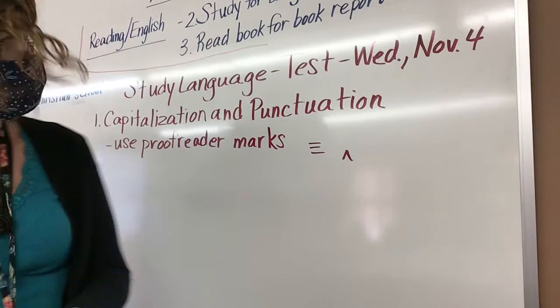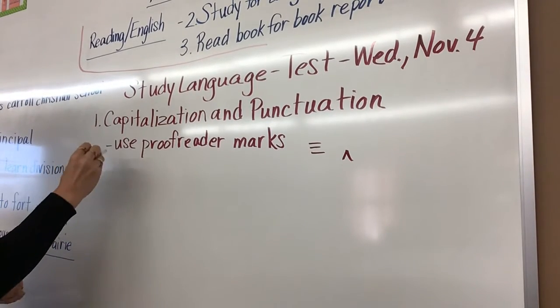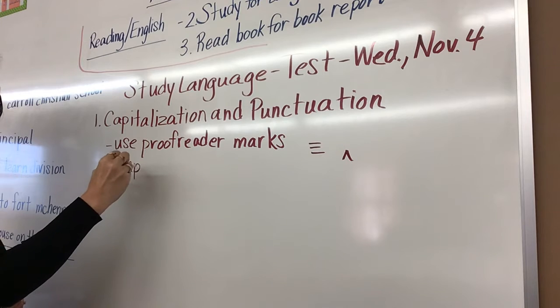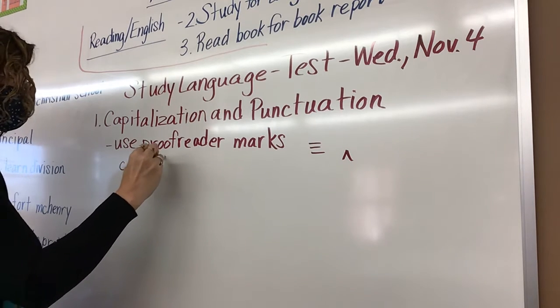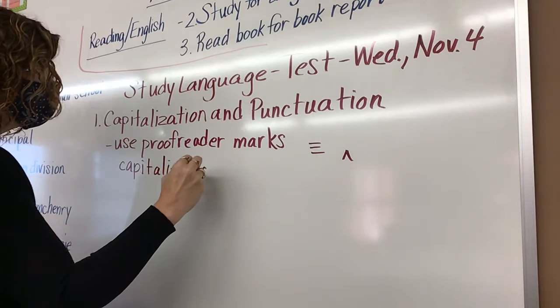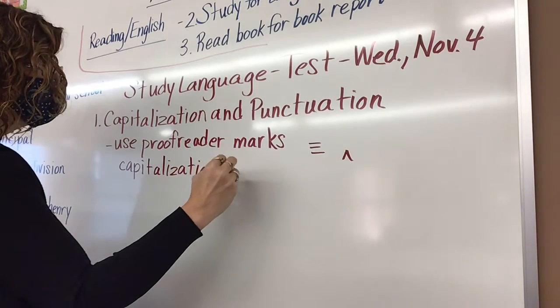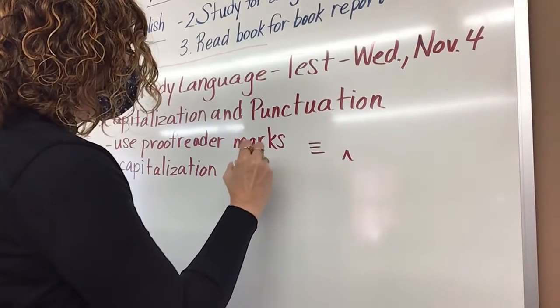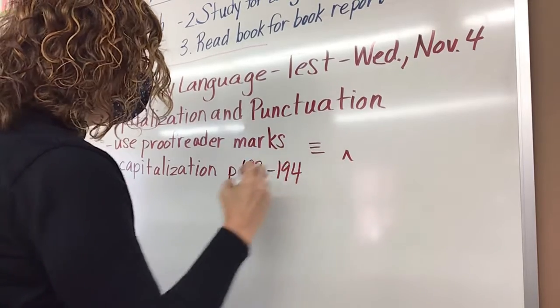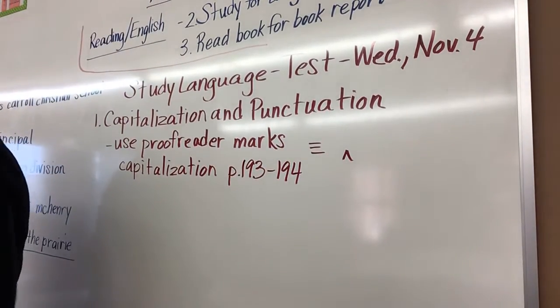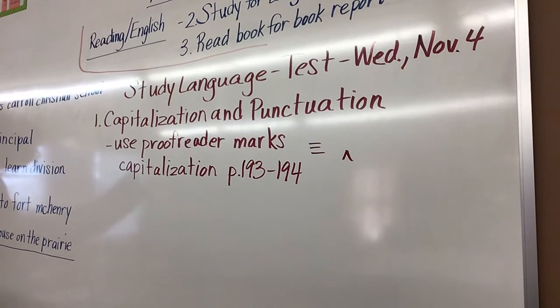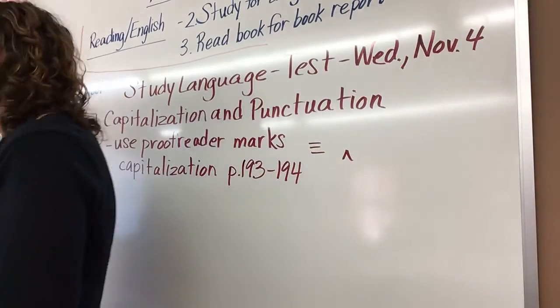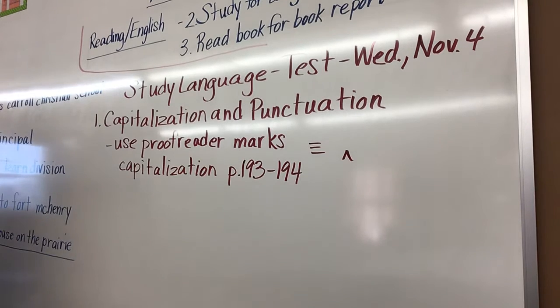And those start, so the capitalization, I'm going to have you write capitalization again. And the capitalization rules start on page 193, and they continue on to 194. They start at the bottom of the page. It says capitalization rules. Number 1, capitalize the first word of every sentence. Number 2, capitalize proper nouns. Remember, that's a particular person, place, or thing. Number 3, capitalize days of the week, months of the year, but not the seasons.